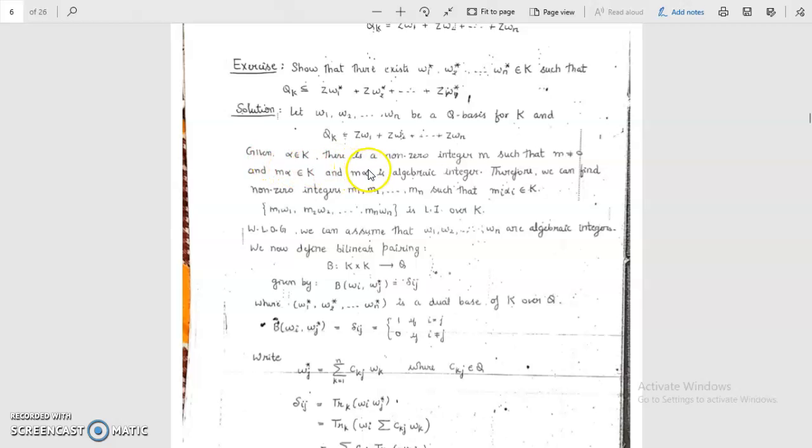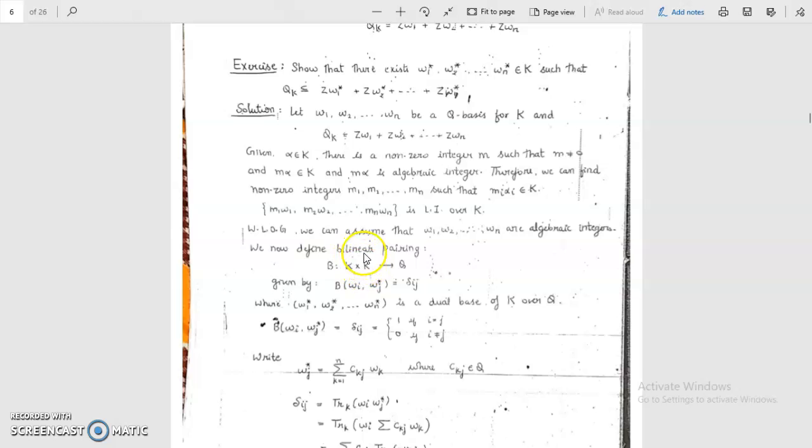Given alpha belongs to K, there is a non-zero integer m such that m alpha belongs to O_K. So m alpha is an algebraic integer. Therefore, we can find non-zero integers m1, m2 so on mn such that mi ωi belong to O_K. So m1ω1, m2ω2 up to mnωn are linearly independent over K. Now, without loss of generality, we can assume that ω1, ω2, so on ωn are algebraic integers.